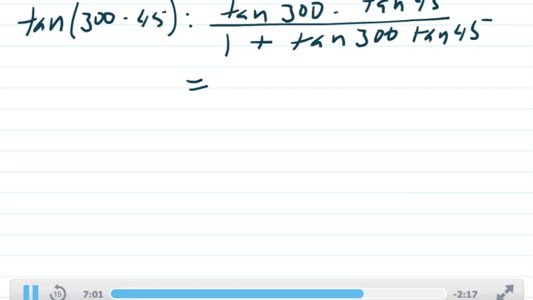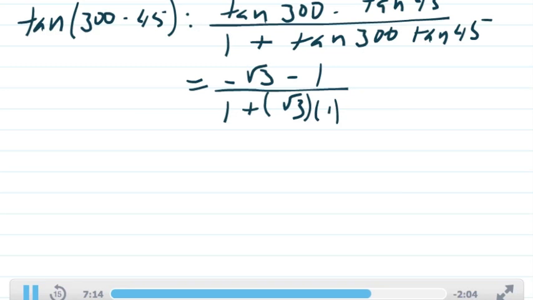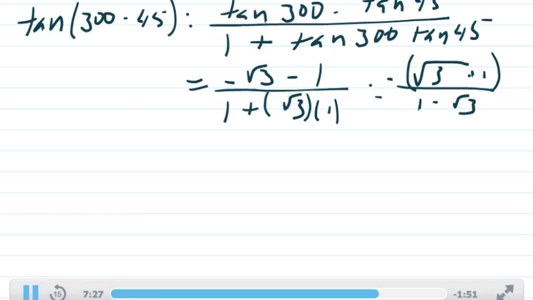So that's tangent of 300, look at your unit circle, you'll see that's a minus square root of 3. Tangent of 45 is 1 over 1 plus a minus square root of 3 times 1. So that's minus square root of 3 plus 1 over 1 minus square root of 3. And that's the tangent. Now, we can leave it just like that. I have to rationalize the denominator for my purposes. I'm perfectly fine with that.